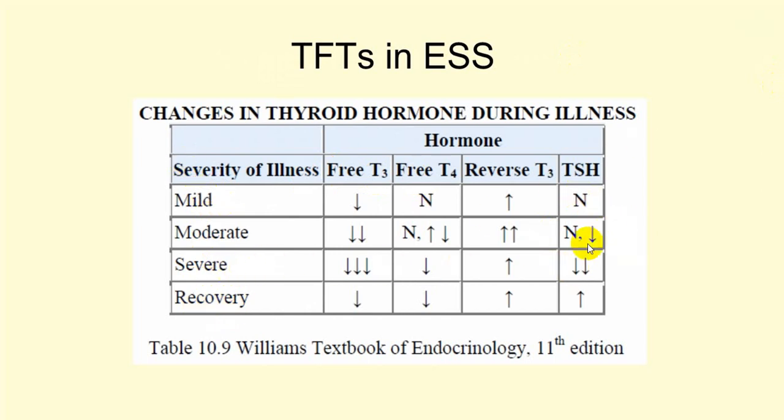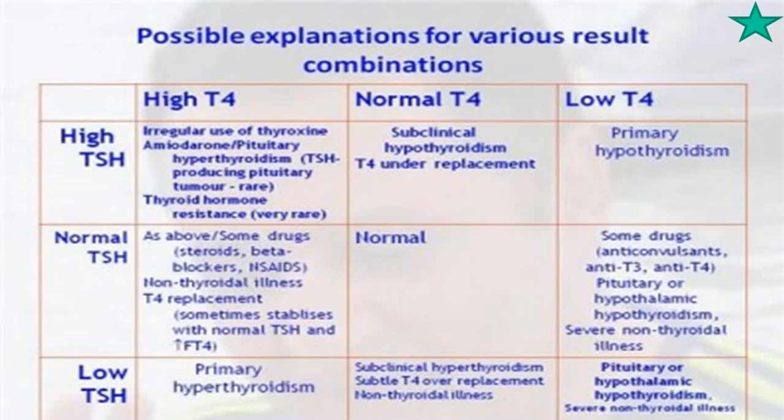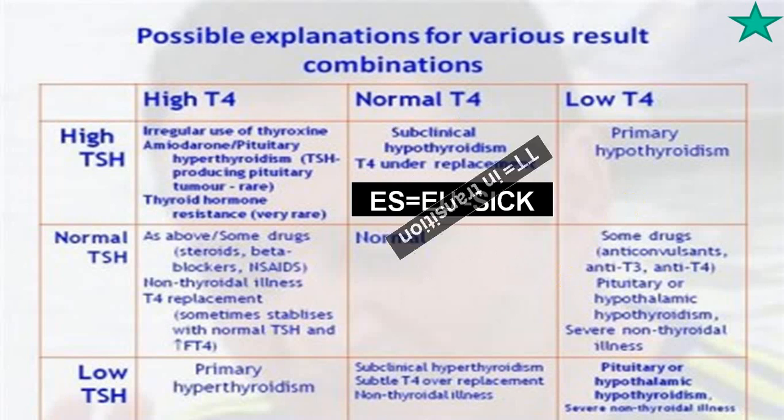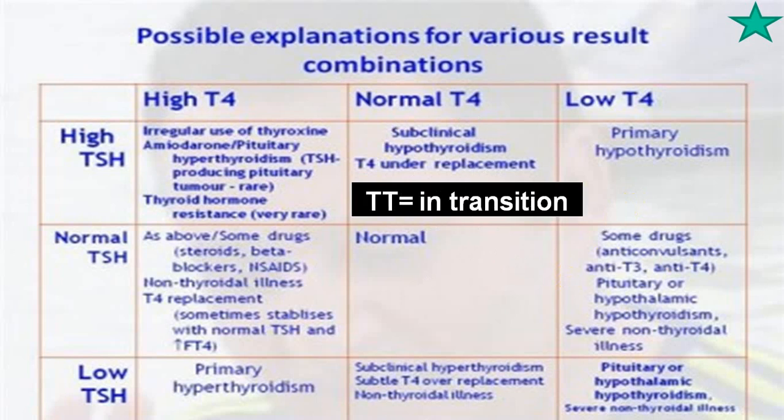In a severe variety, you will start getting TSH becoming low, and T3, T4 will be low, while conversion of free T4 into reverse T3 will become more, and you will have reverse T3 level being elevated. So this is what you get in euthyroid sick syndrome. Short form we call it ESS, euthyroid sick syndrome. Some names are added: euthyroid sick syndrome or thyroid disease in transition.